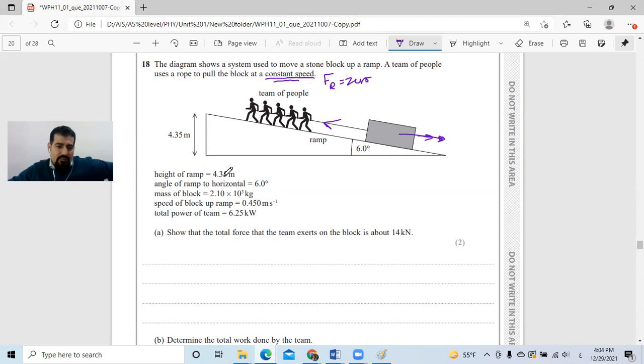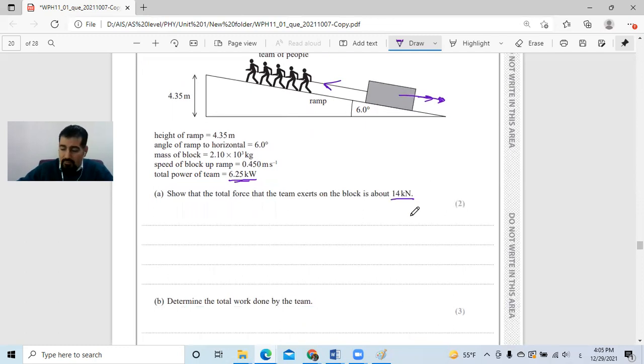Height of the ramp is 4.35 meters. Angle of the ramp 6 degrees. Mass of the block 1 times 10^3. Speed of the block, they give us the slow speed, which is constant. Total average power 6.25 kilowatt. Show that the total force that the team exerts on the block is about 14 kilonewton. That means I will use this value for next parts.